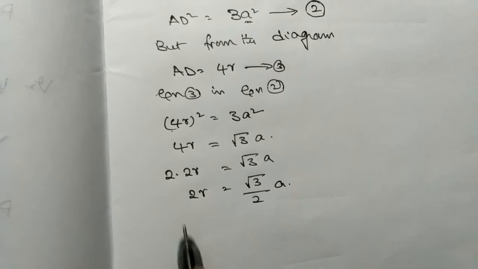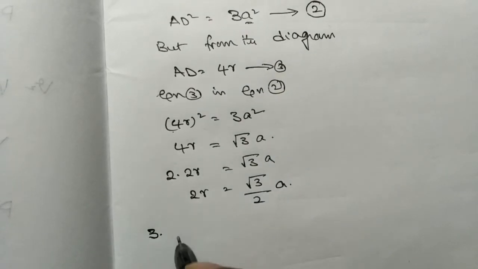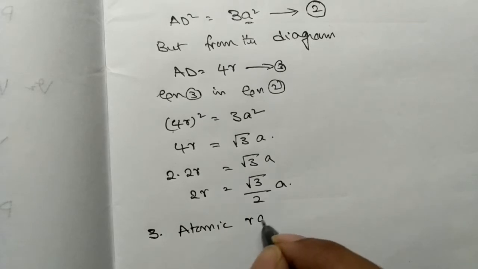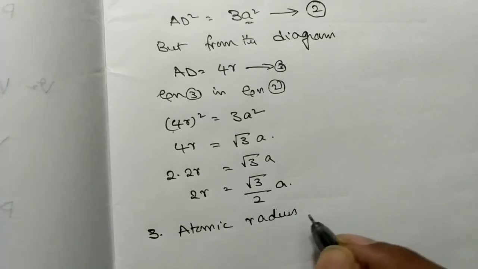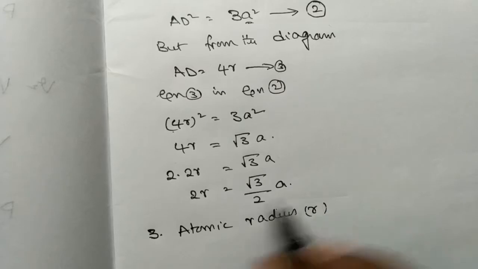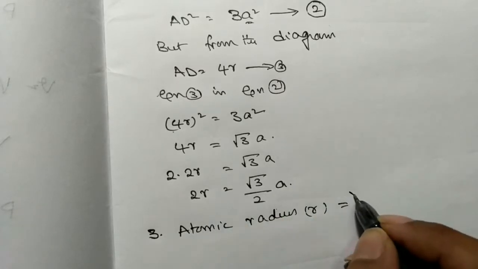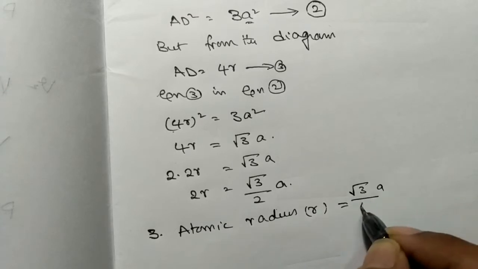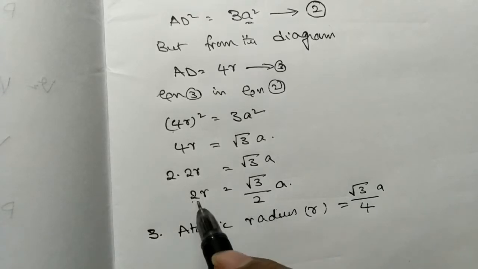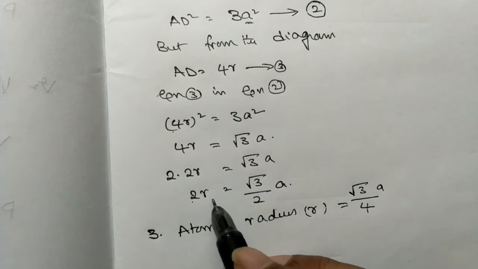Next, third one is atomic radius. R is equal to root 3 into A by 4. That means if you multiply this 2 with this, we will be getting R.